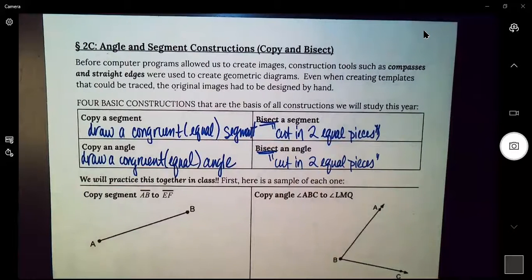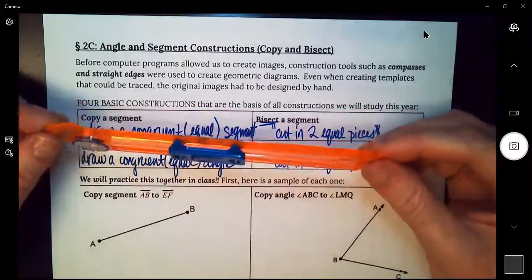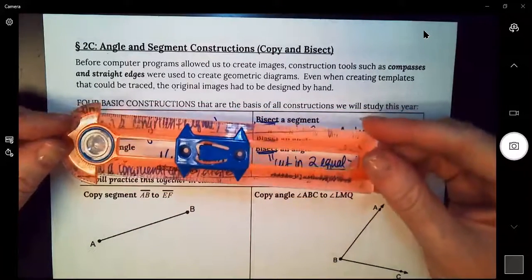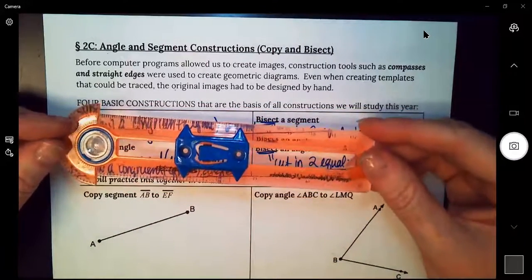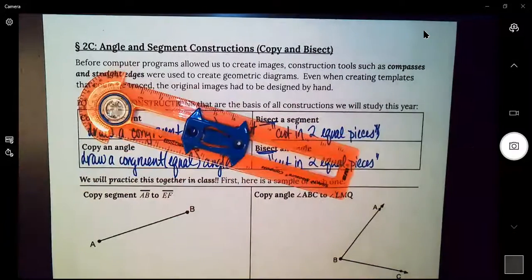Alrighty, the type of compass that we're going to use, and we'll practice using this in class, is actually one of these. This is a slider compass, a little different from the standard compass that you've seen before. We do have samples of that. If you give me a moment, I can grab one of those.